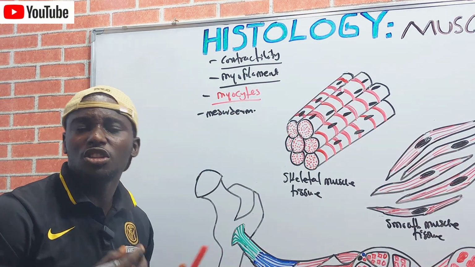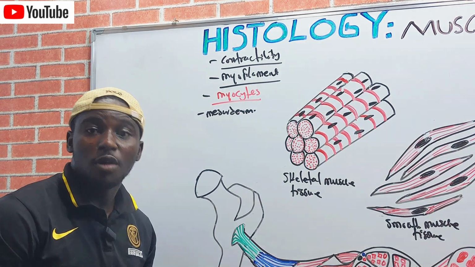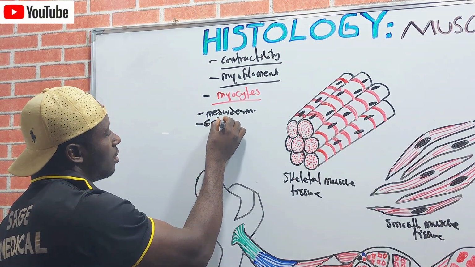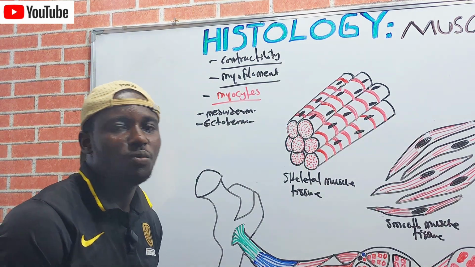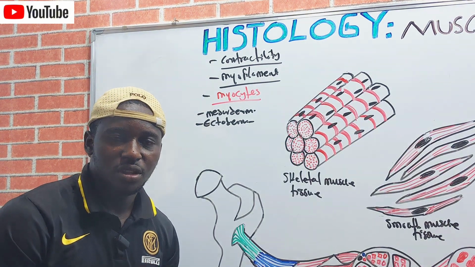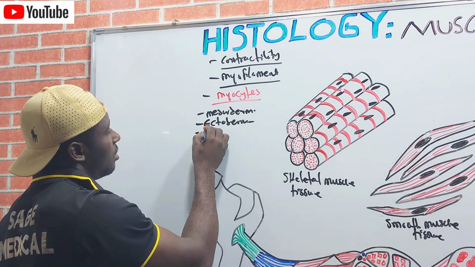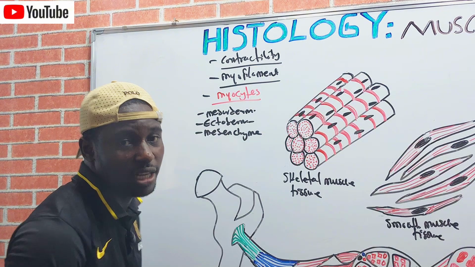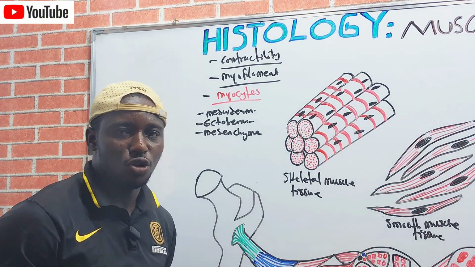But you have to note that not all muscles develop from the mesoderm. The intraocular smooth muscle develops from where? From the ectoderm. This is for intraocular smooth muscle. Now, the myoblast, which is the embryonic muscle cell, develops from the mesenchyme. So these are the developmental aspects of the muscle tissue.